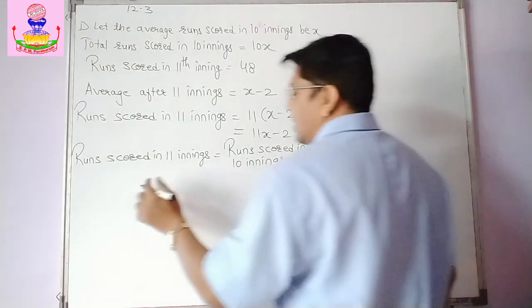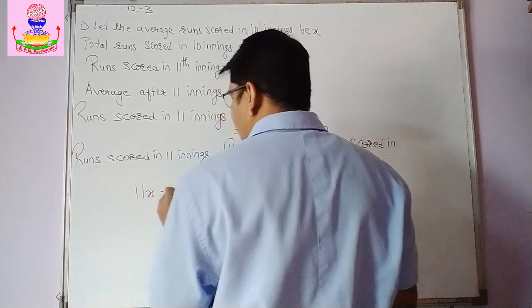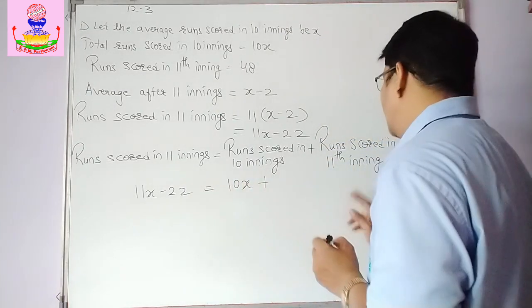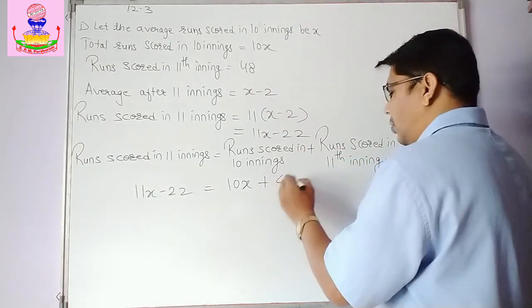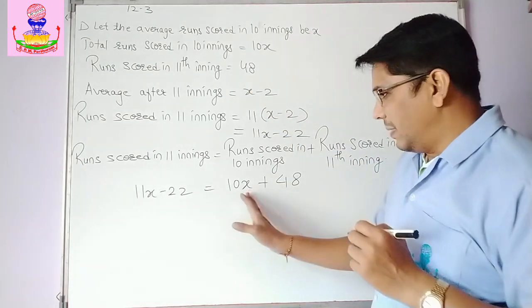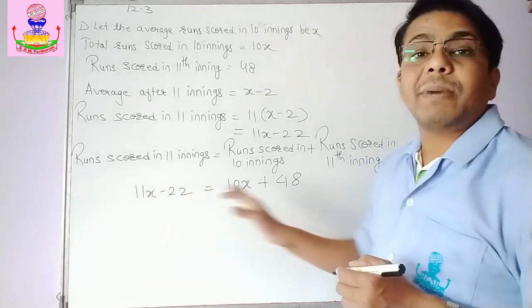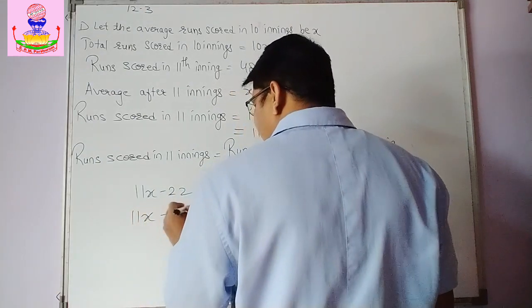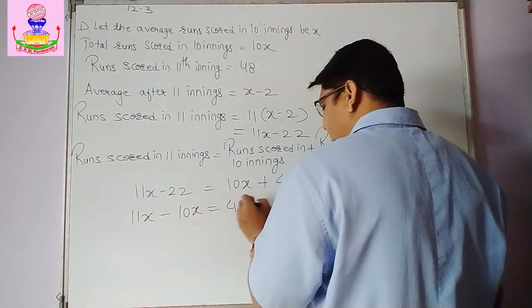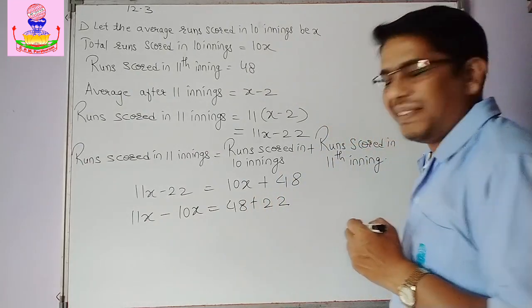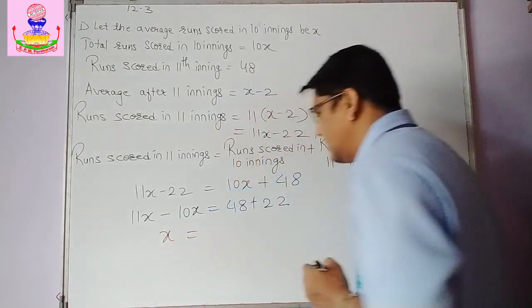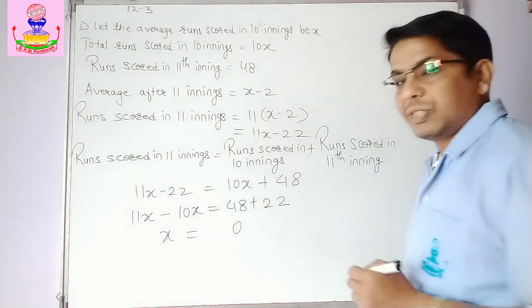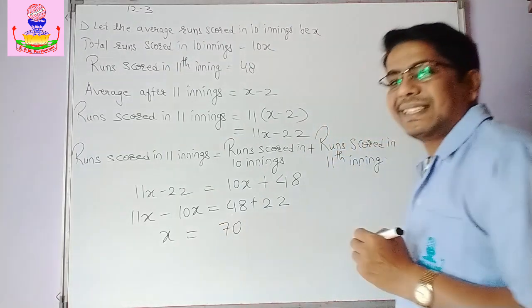Now see, runs scored in 11 innings, 11x minus 22. Runs scored in 10 innings, 10x. And runs scored in the 11th innings, that is 48. Now bring this 10x to this side, it becomes minus. Bring this minus 22 to this side, it will become plus. So 11x minus 10x is equal to 48 plus 22. Now 11x minus 10x, yes, x. X is equal to 48 plus 22: 8 plus 2, 10, 1 carry on, 4 plus 2, 6 plus 1, 7. So x is 70.